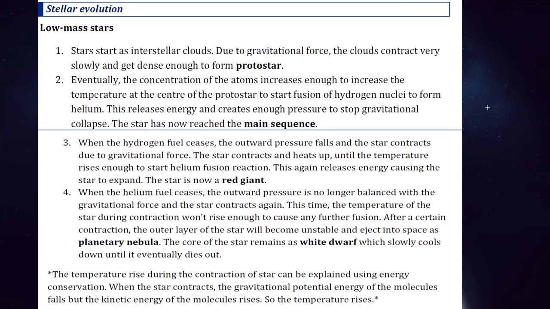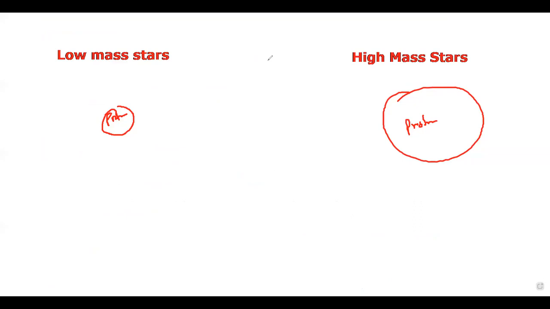Like what will happen? Say if I draw, first we are talking about a low mass star. The high mass star has a different cycle. Say this is an interstellar cloud. Then, apart from this interstellar cloud, there will be a molecular cloud where we have cold gas. Initially, there is a cold and dense gas, like more particles are there. And in this cold, dense gas, the particles come closer to each other.